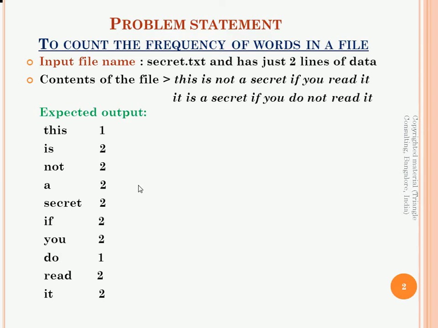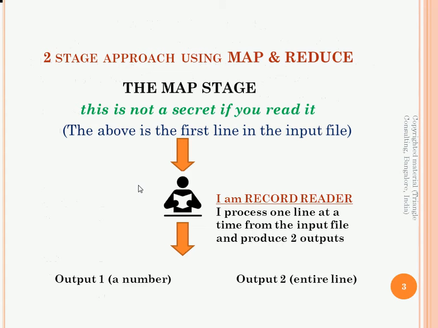We shall see in the subsequent slides how we solve this problem in MapReduce. MapReduce is basically a paradigm, a technique of programming in a distributed computing environment. So let's see what happens. In the world of MapReduce, it's a 2-stage approach. Map is the first stage and reduce is the second stage. We're going to see what happens in the map stage. Within the map stage, there are 2 substages.